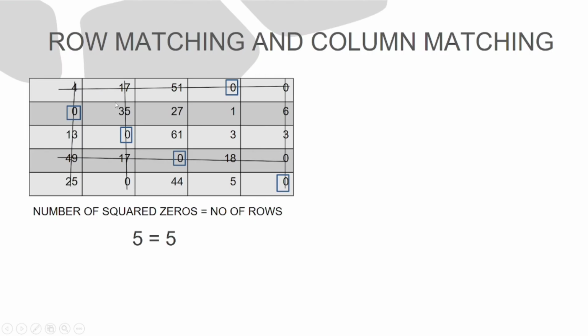Now we got to move to column matching. Since the first 2 rows are stricken out, we got to start from the third row where there is only 1 zero, making that row where the zero is stricken out. When we move to the fourth row, there is 1 zero, we got to strike out the first row. And then when we move to the final row, since it's already stricken out from row matching, we can ignore that row. Now the number of stricken out columns is equal to 5, the number of stricken out zeros is equal to 5, making it equal to the number of rows. Hence we need to stop row matching and column matching.